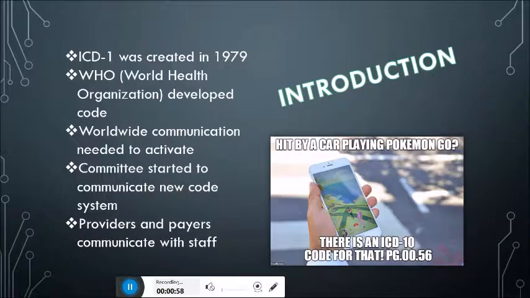A committee was formed called the ICD-10 Maintenance and Communication Committee to communicate the new code system. Providers and payers communicate with each other along with CMS, who provides daily updates from the WHO.